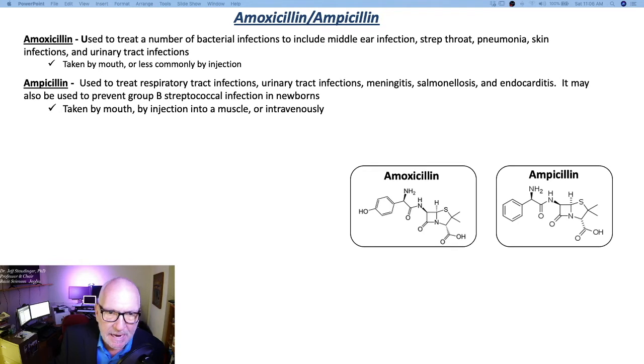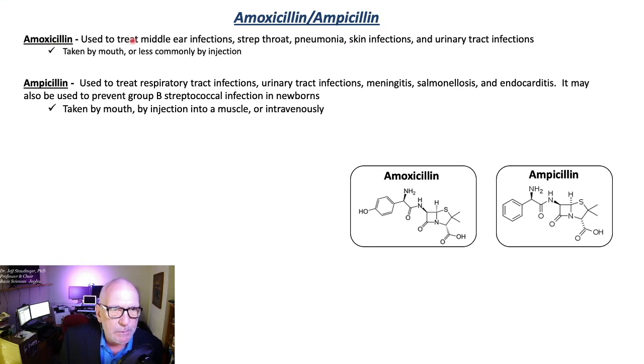Let's talk about some of the penicillin class of drugs, to include amoxicillin. Amoxicillin is used to treat middle ear infections, strep throat, pneumonia, skin infections, and urinary tract infections. Amoxicillin is taken by mouth or less commonly by injection. Ampicillin is used to treat respiratory tract infections, urinary tract infections, meningitis, salmonellosis, and endocarditis. It may also be used to prevent group B streptococcal infection in newborns. This drug is taken by mouth, by injection into a muscle, or intravenously.